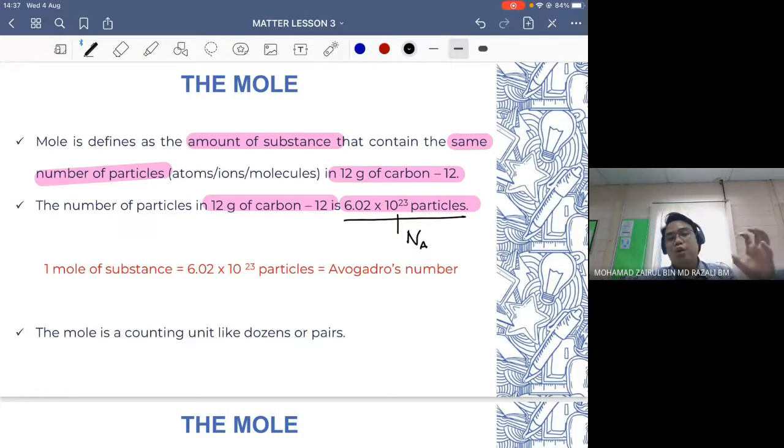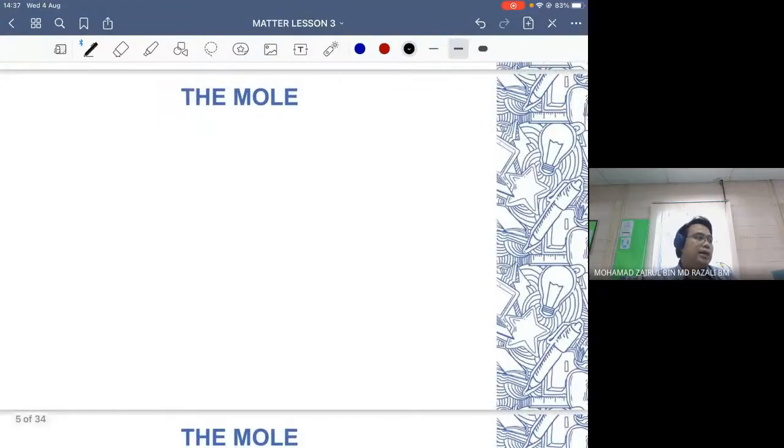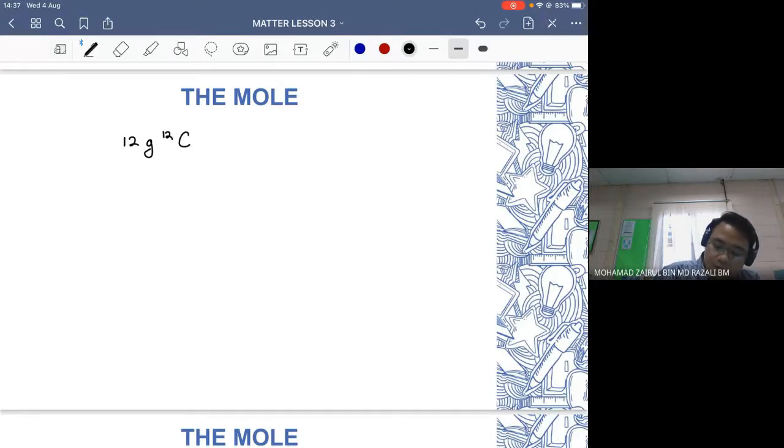So 1 mole of any substance, tak kisahlah the molecule, the ion, the atoms, 1 mole of any substance, the number of the particle must equal to the Avogadro's number. And 1 mole is also equivalent to 12 gram of carbon 12. So let's say, we know that the 12 gram of carbon 12 is equivalent to 1 mole of carbon 12.